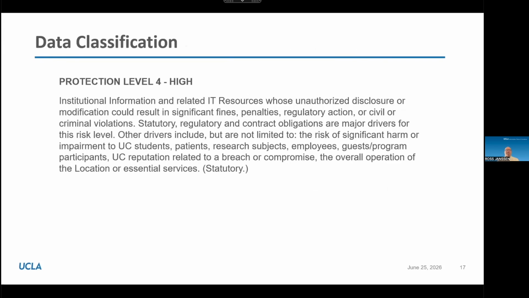And then the last level, level 4, is high risk. It's institutional information whose unauthorized disclosure or modification could result in significant fines, penalties, regulatory action, or civil or criminal violations. Statutory and regulatory contract obligations are major drivers for this risk level. Other drivers include, but are not limited to, the risk of significant harm or impairment to UC students, patients, research subjects, employees, guests, program participants, UC reputation related to a breach or compromise, and the overall operation of the location or essential services.